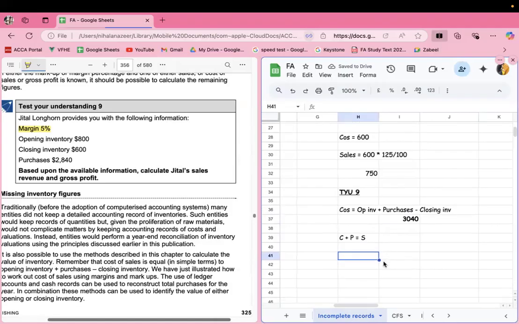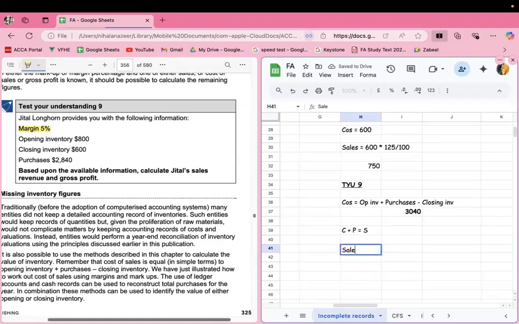So you have to decide what you have to find. So you can find sales, right? Sales is equal to amount given, that is 3040 you have found out, right? Cost. Clear? Into what do you have to find? You have to find the sales.